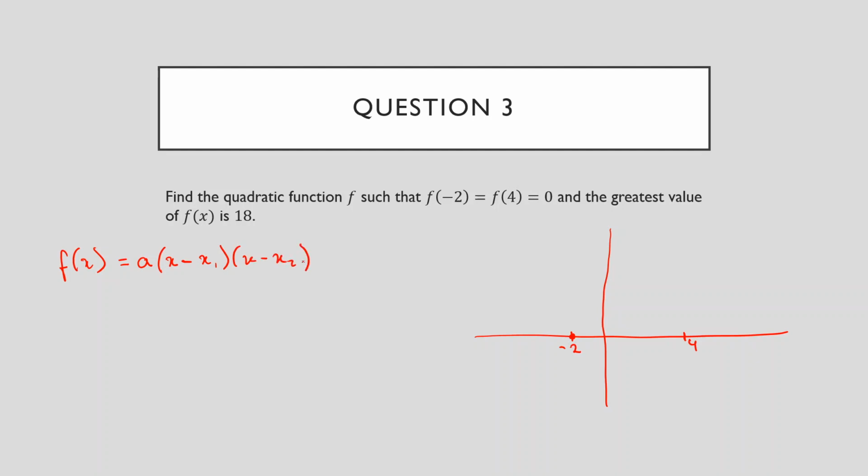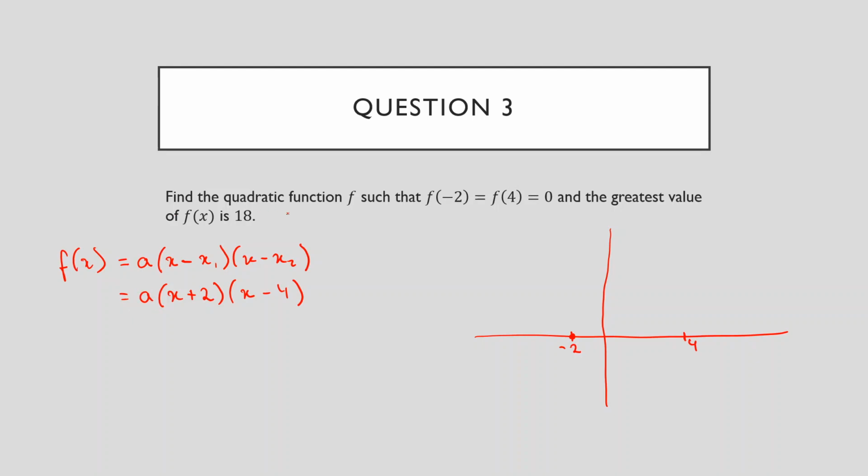Okay, we can write our rule like that, where x1 and x2 are the values of your intercepts, and a is the coefficient of x squared. So we know what the x-intercepts are. We can now fill in that information in our rule, and I can write it as x plus 2 times x minus 4. We just need to now work out what a is.